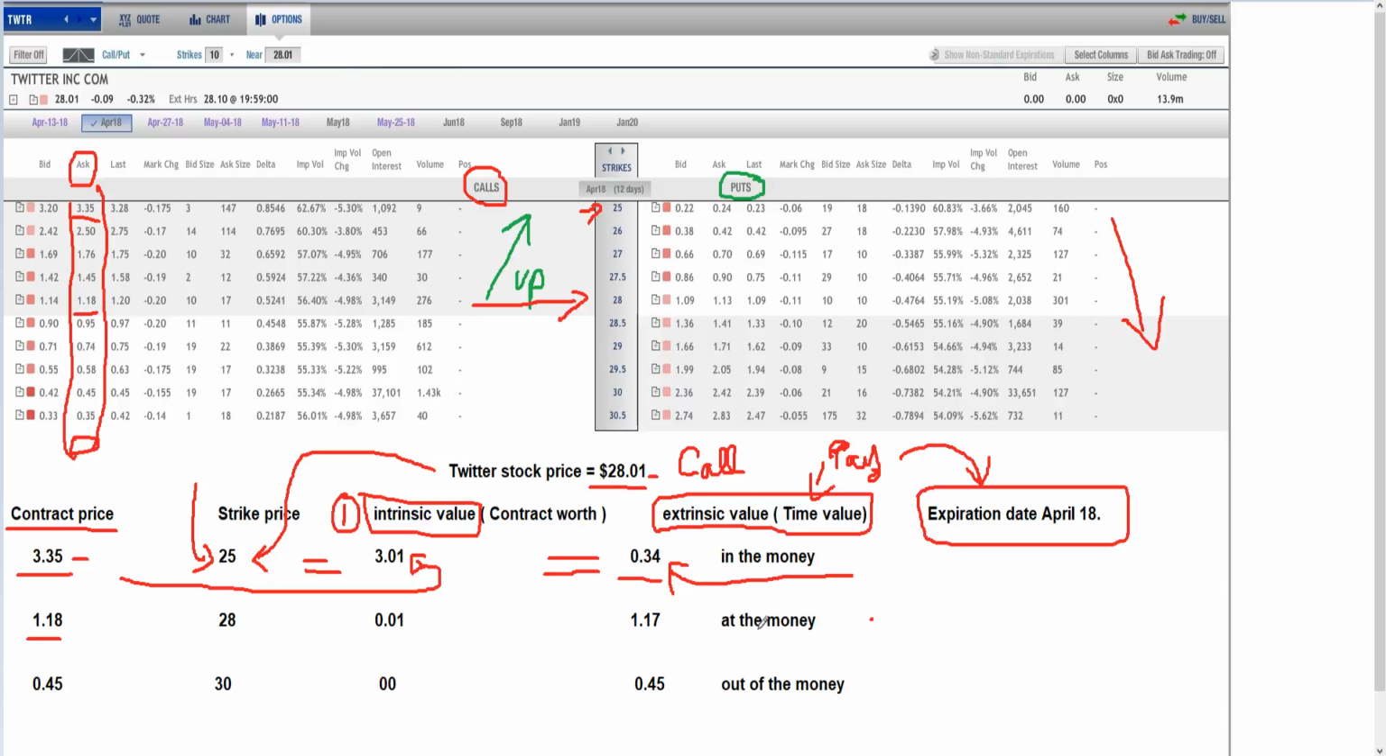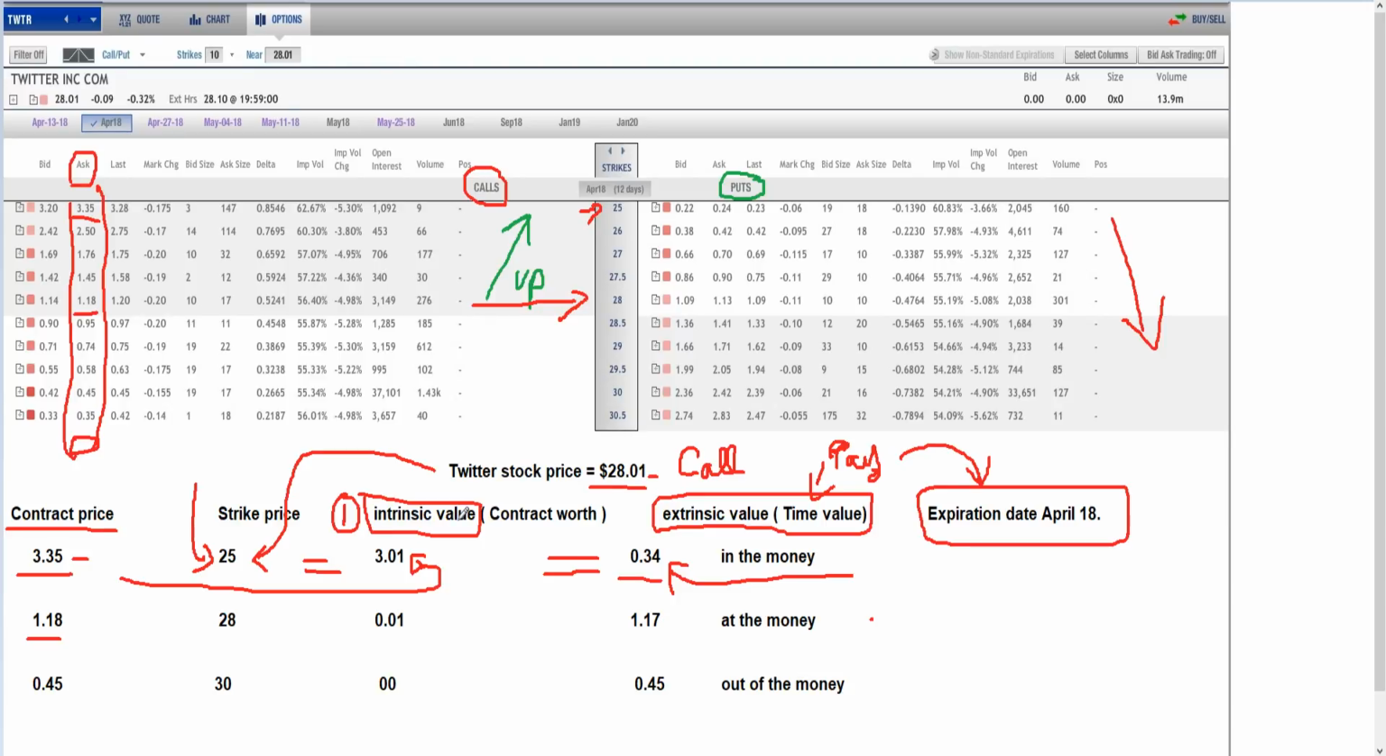So this is at the money. It means the stock price is 28 and the strike is 28. You are not paying too much. It means you begin from 28, so you pay less, which is $1.18 only. Now let's say you want to know what the intrinsic value is.